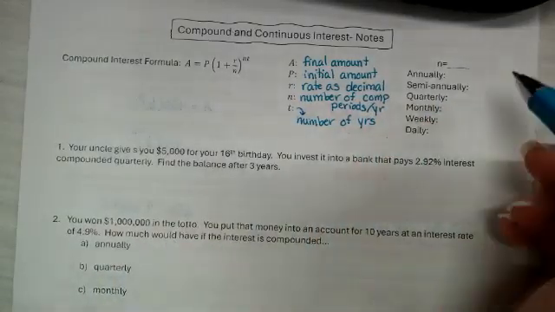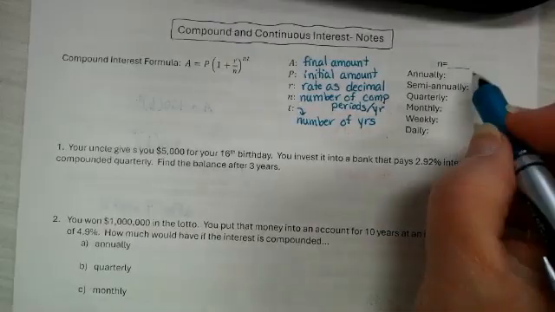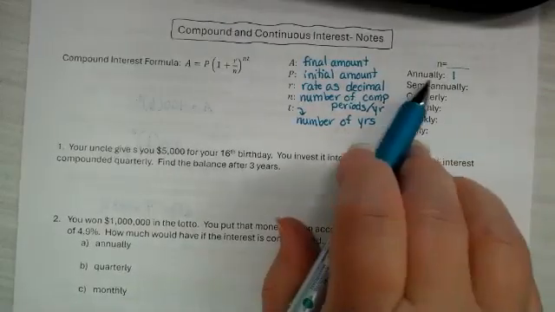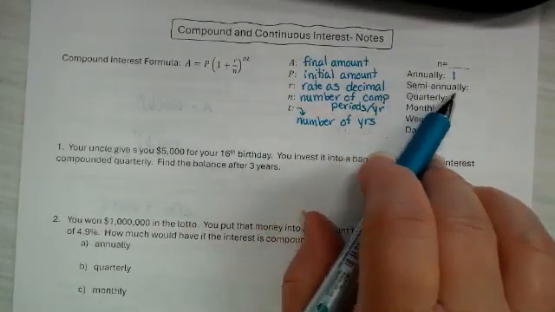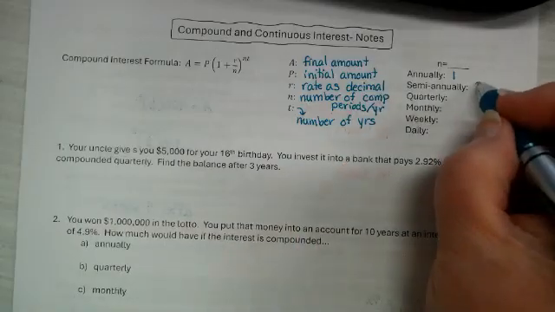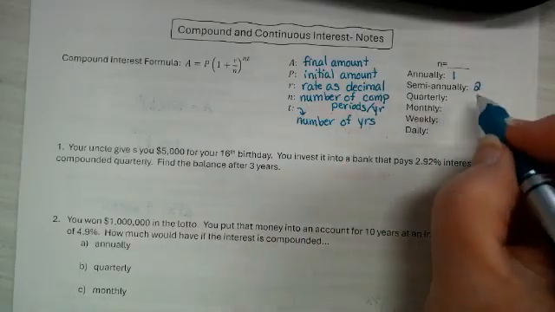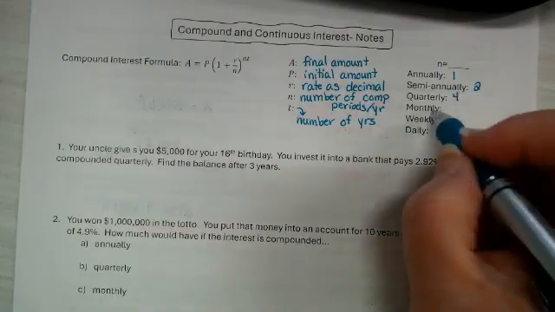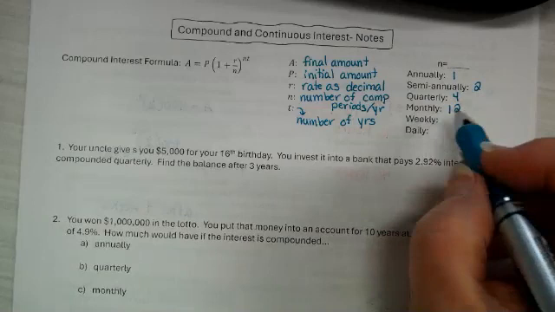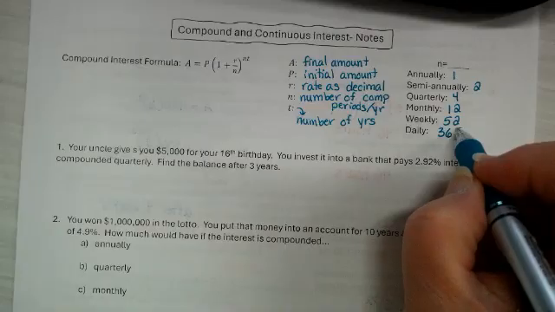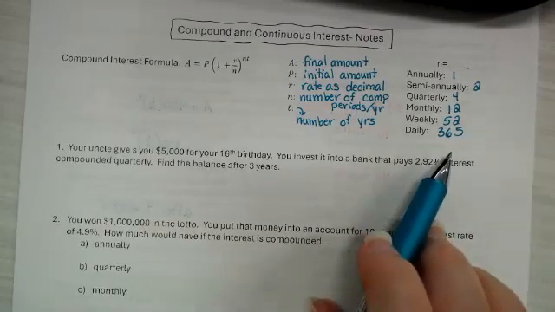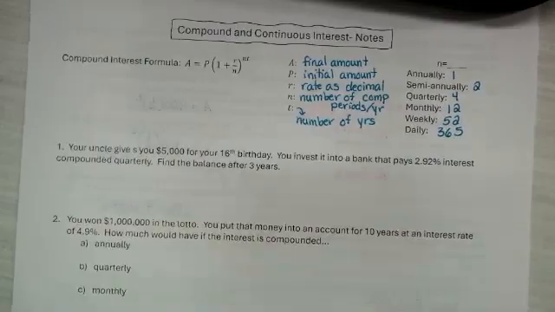So N is going to change based on our questions. If N equals 1, it compounds one time a year, that's annually. If N equals 2, semi-annual is going to compound twice per year. Quarterly is going to compound 4 times. Monthly is 12 times. Weekly, there are 52 weeks in a year, and sometimes it compounds daily, which we're going to use 365. So that N value could change in each question depending on how often it compounds. So let's see how this works.